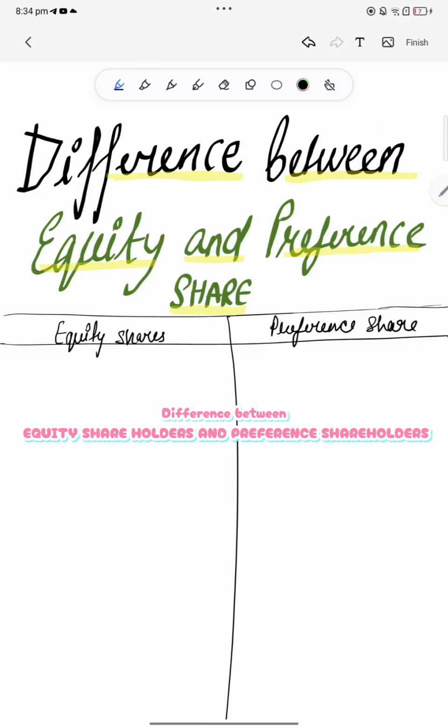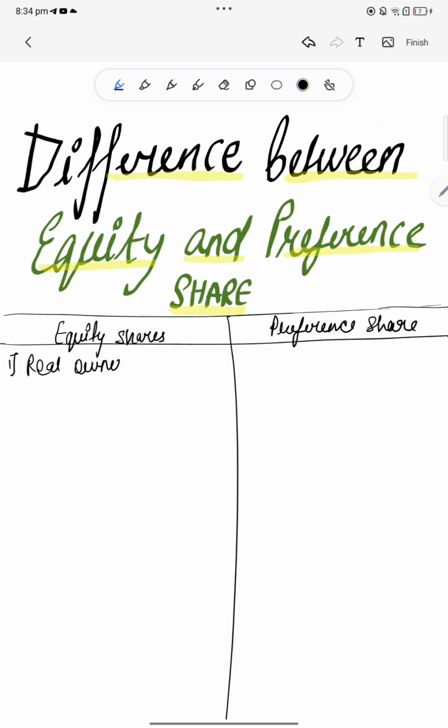This is Rashi, here to make your accounting concepts clear, and today we'll be learning the difference between equity shares and preference shares. You must know that equity shares are the real owners of a company, whereas a preference share is a fictional or notional owner.